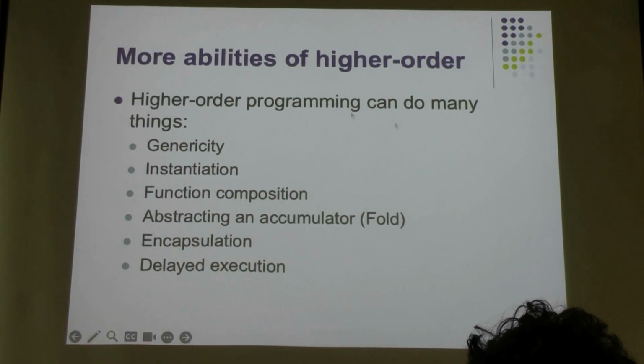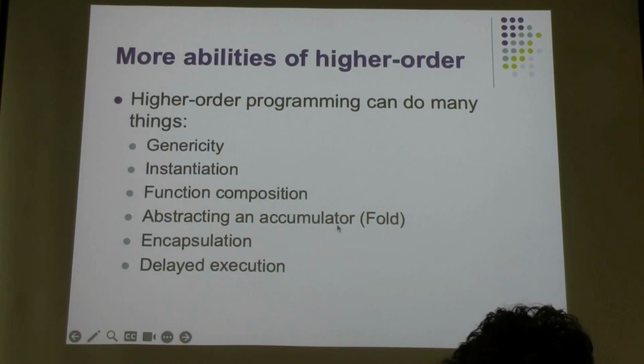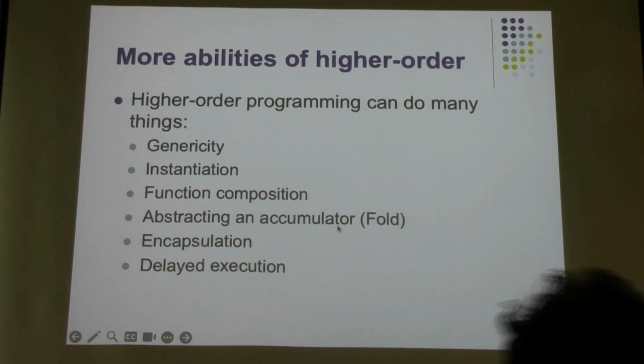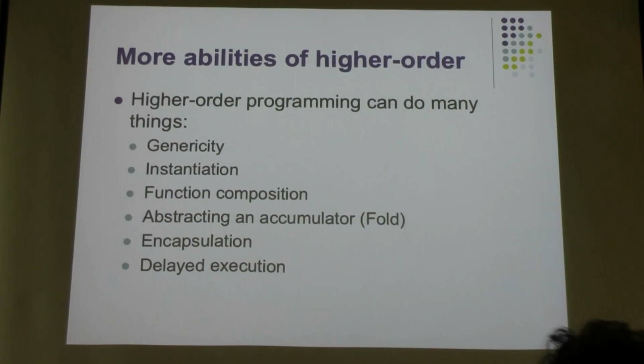And then we saw other examples, composition. We saw a very important higher order function called fold, which allows hiding an accumulator. I'm saying it's abstracting because from the outside you don't see it. It's hidden inside the fold. So conceptually there's an accumulator, but you don't see it. So the fold lets you hide an accumulator. Also we saw encapsulation, remember, which is important for data abstraction.